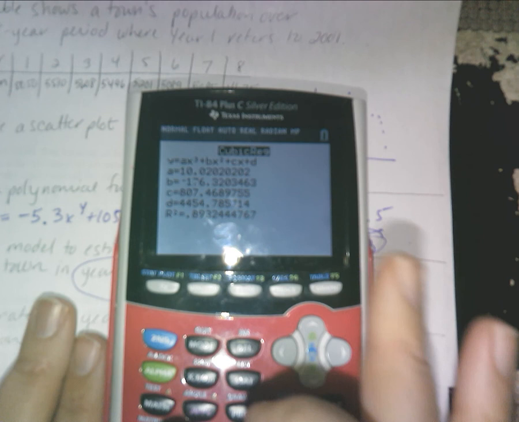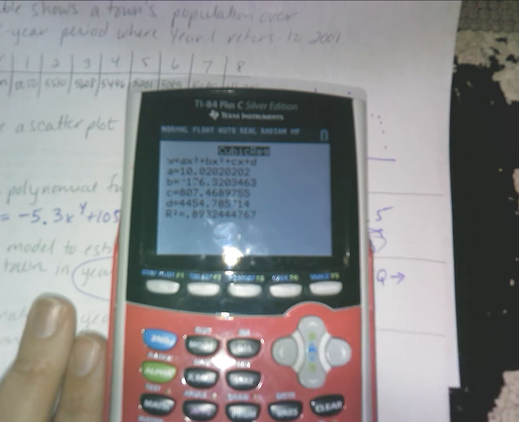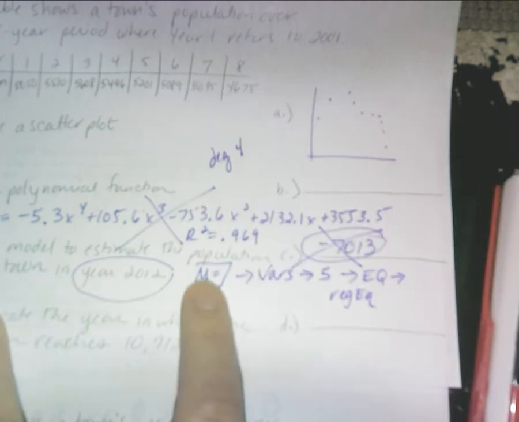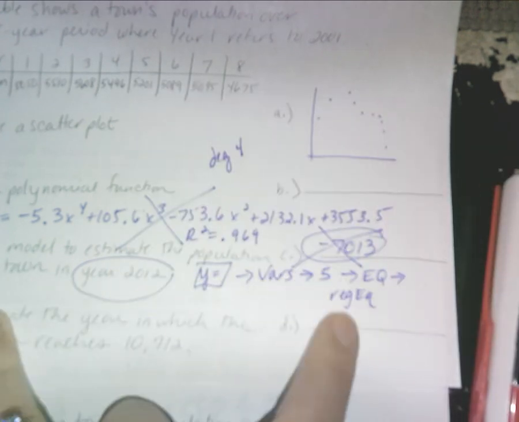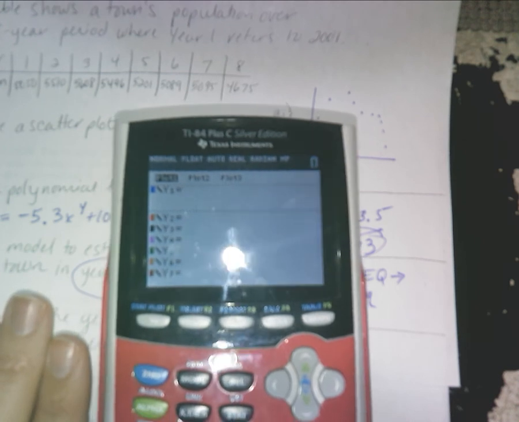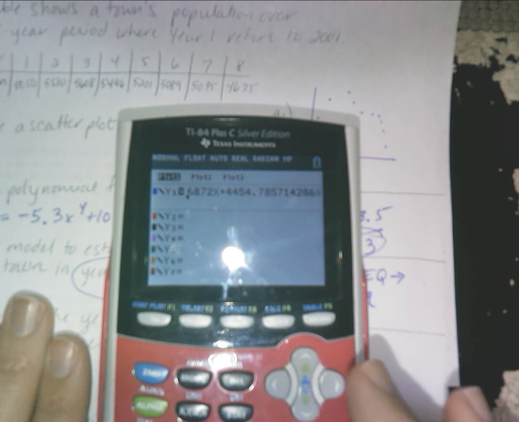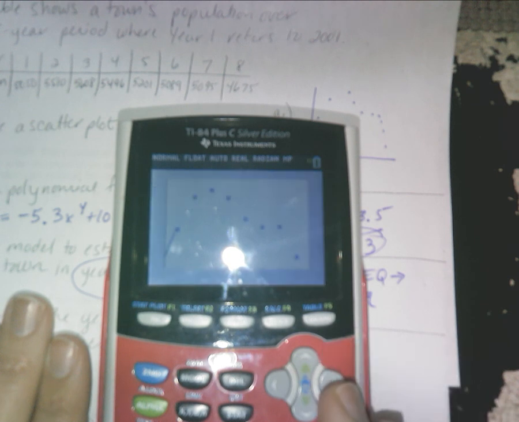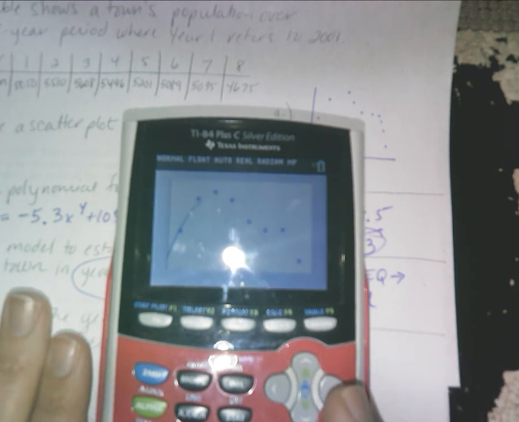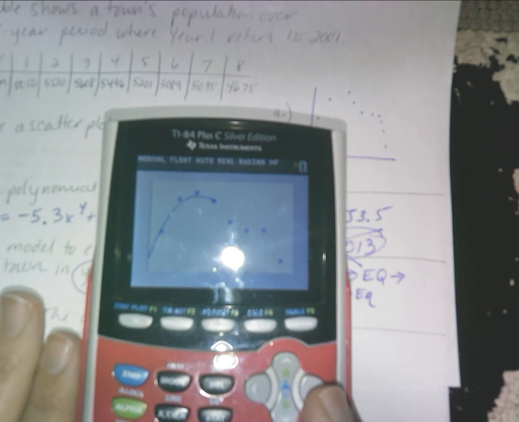Okay. You don't have to write this down. We're going to paste it into our y equals. So go to y equals, hit clear, and then do this whole thing again. Vars 5 EQ reg equation. Hit graph, and again, pretty good.